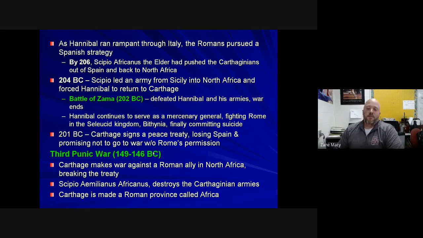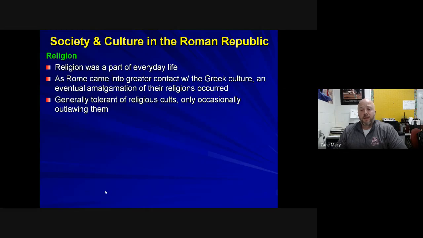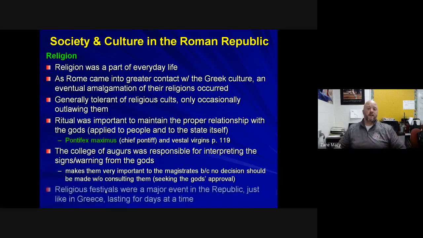The Third Punic War takes place in 149 to 146 BC. Carthage ends up making war against an ally of Rome in North Africa. That breaks the treaty from 201, and that gives the Romans a reason to come in and wipe the Carthaginians out. They were not the military power that they had been a half century earlier. Like I said, this conflict only takes a handful of years. They destroy the Carthaginian armies, and eventually Carthage ends up being pulled in to becoming a province of the Roman Republic.